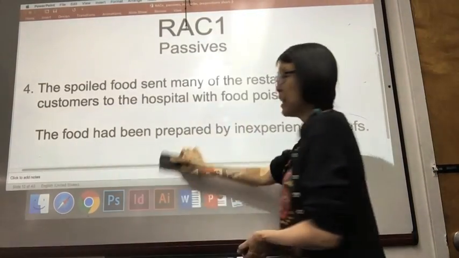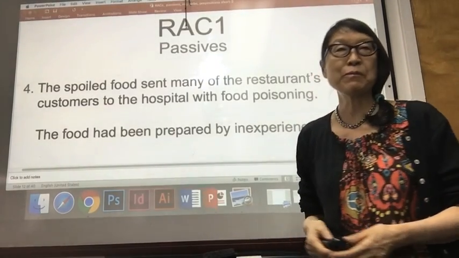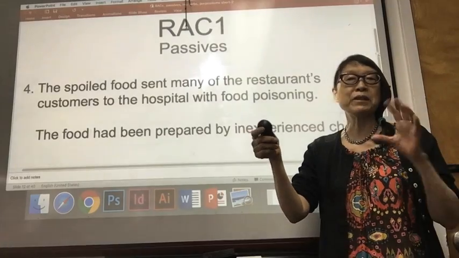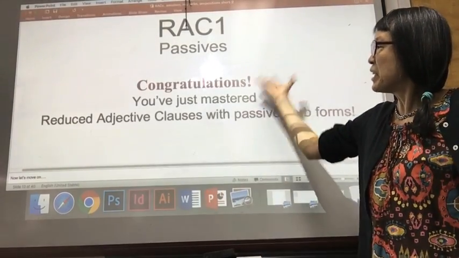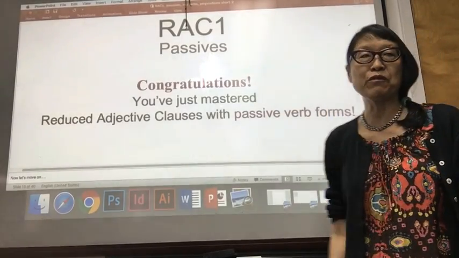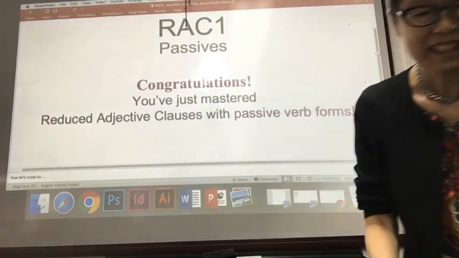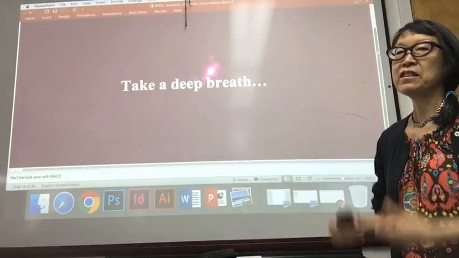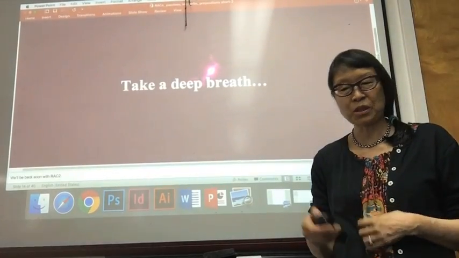So are you getting it now? Do you think you're getting this? Yes. Good. All right, everybody? Does everybody think we're getting it? Yep. Okay, everybody's nodding for the video. Congratulations, you've just mastered reduced adjective clauses with passive verb forms. Okay, now we're going to go on. Take a deep breath.